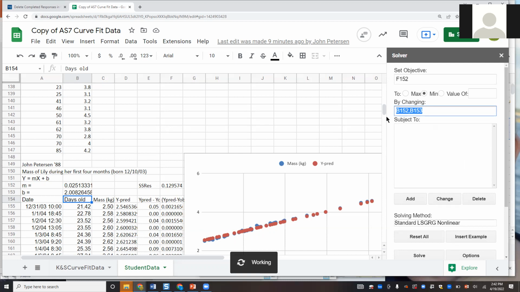Comma B152, comma B153. I have an extra line. Is it working now? It's thinking about it.